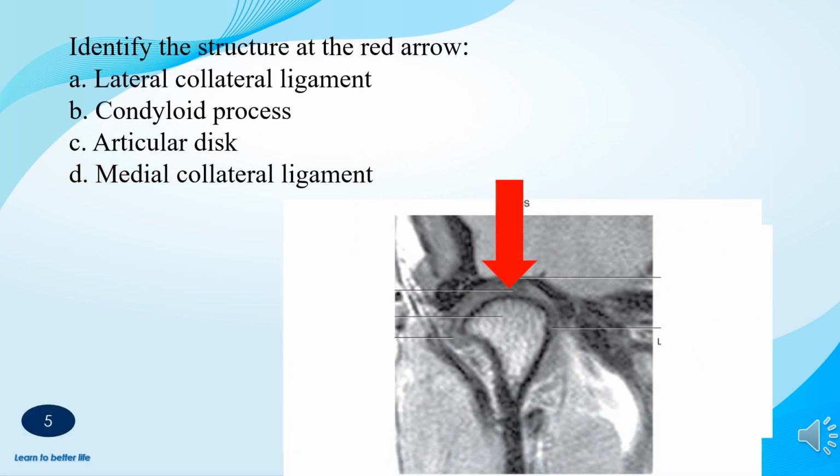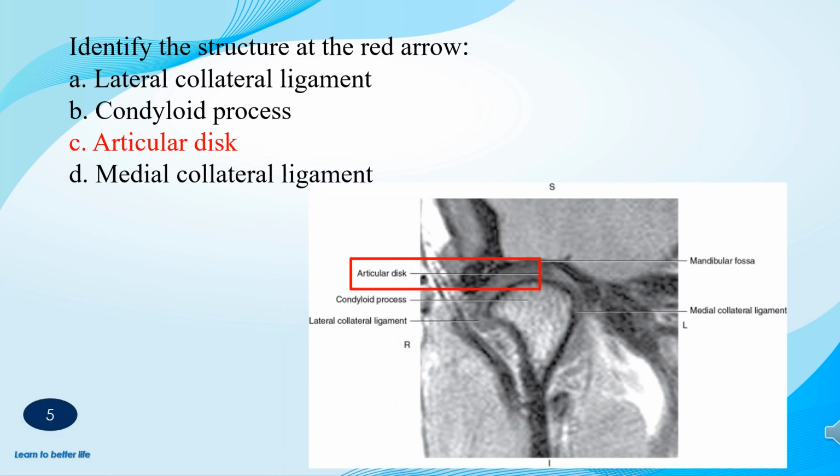Identify the structure at the red arrow. A. Lateral collateral ligament. B. Condyloid process. C. Articular disc. D. Medial collateral ligament. The answer is C. Articular disc.